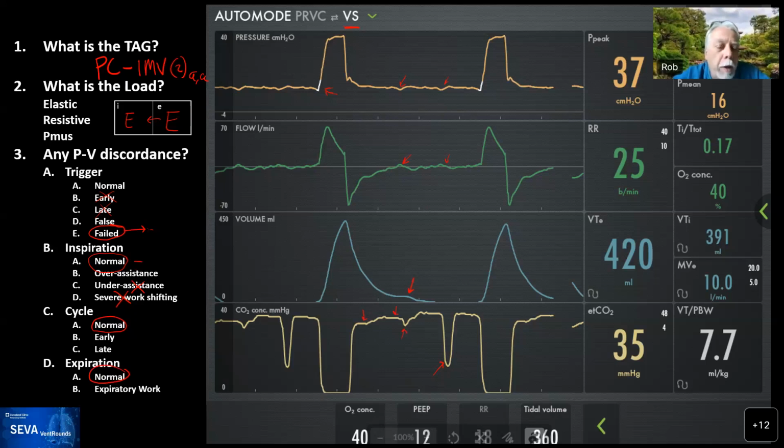As far as it goes, I think there's something strange about the CO2 waveform, but we can get to that. Yeah. And so you can see that there. So if you think that this is a failed trigger, what would you do next? What would be the next item that we would do to fix that? Just write it on the chat.